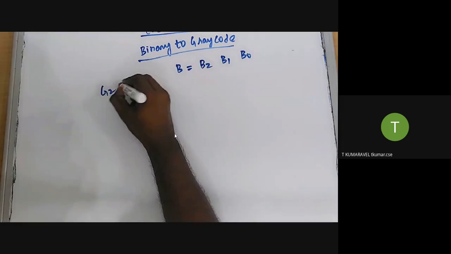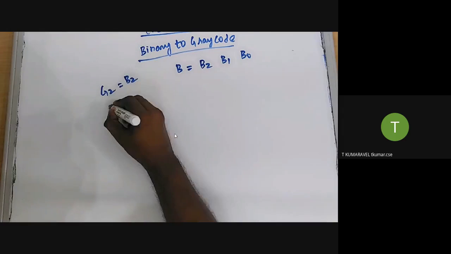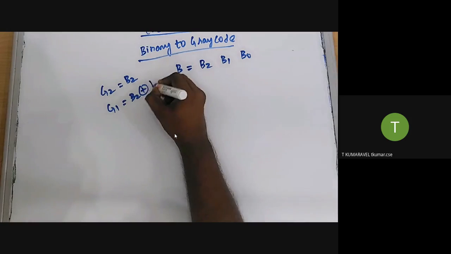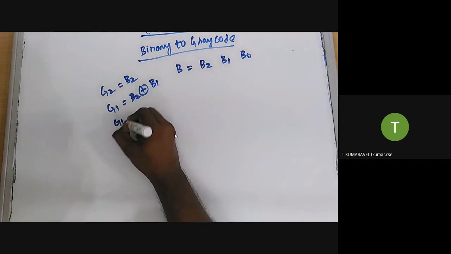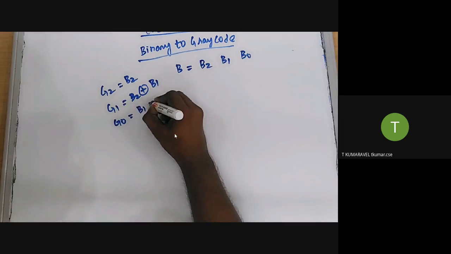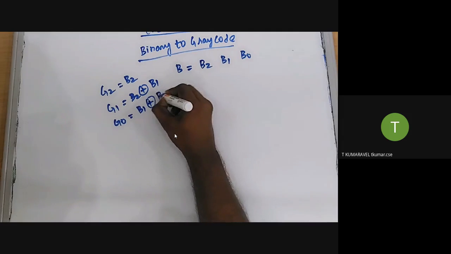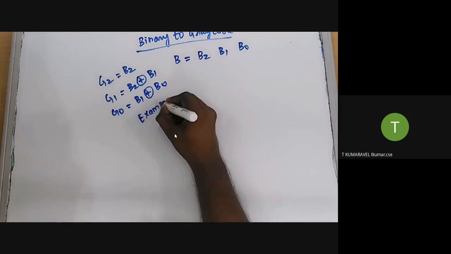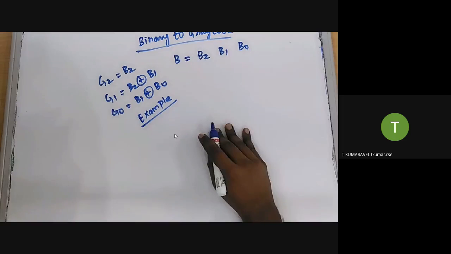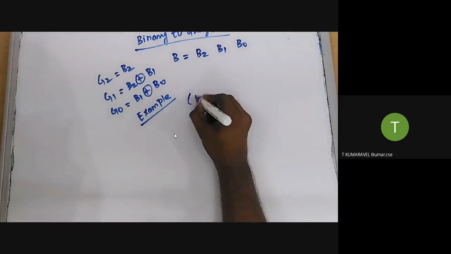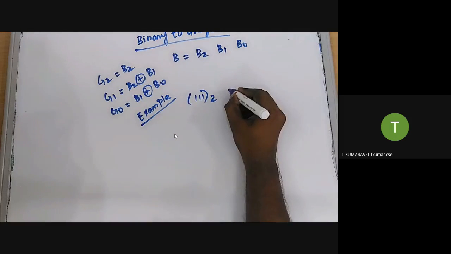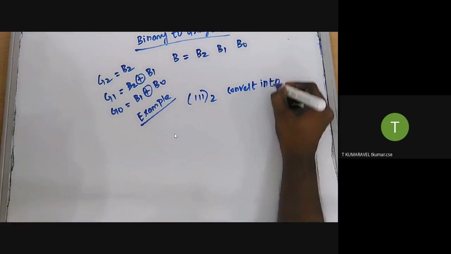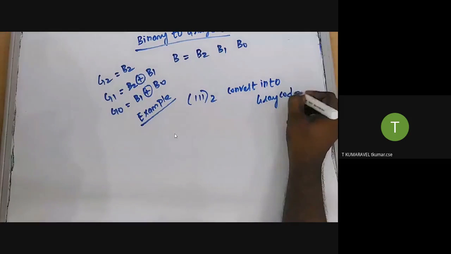This is the procedure: G2 equals B2, and then G1 is B2 exclusive OR of B1, and G0 is B1 exclusive OR of B0. I will take one example and explain it. For example, this is a given binary number that you want to convert into Gray code.